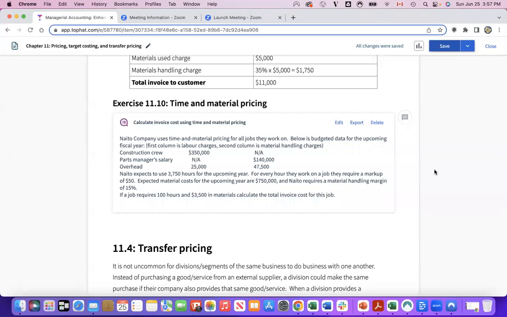All right, let's take a look at exercise 1110 regarding time and material pricing. So Naito Company uses time and material pricing for all jobs they work on. Below is budgeted data for the upcoming fiscal year.